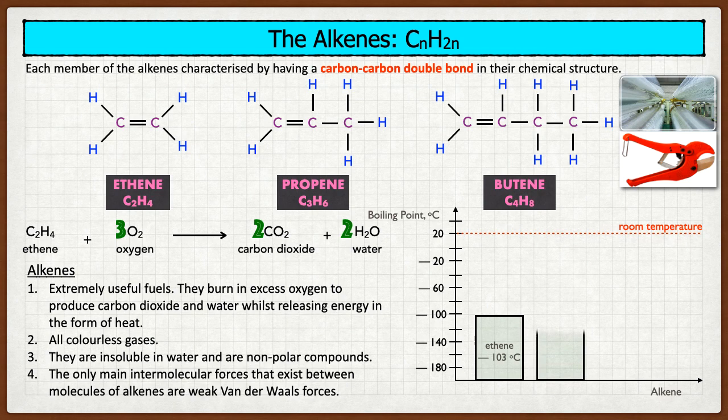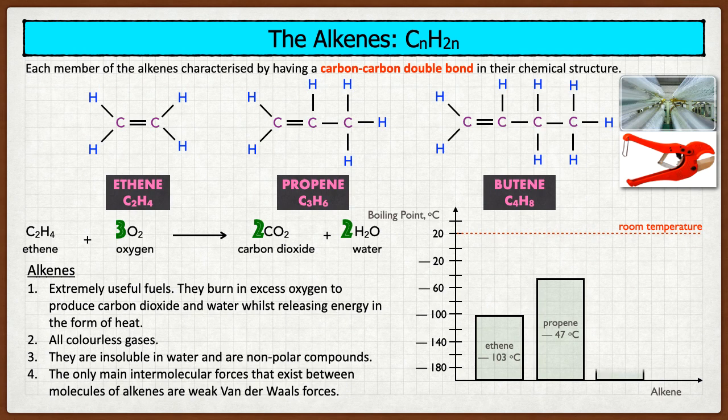Now propene's boiling point increases to minus 47 degrees Celsius, so that's a dramatic increase of 56 degrees Celsius. It's still quite a cold temperature, but why is there an increase over ethene? Because the van der Waals forces are stronger. Why are they stronger? Because there are more atoms. And the second reason, of course, is that when we have more atoms, we also have a higher relative molecular mass. More atoms implies more electrons. More electrons implies stronger van der Waals forces.